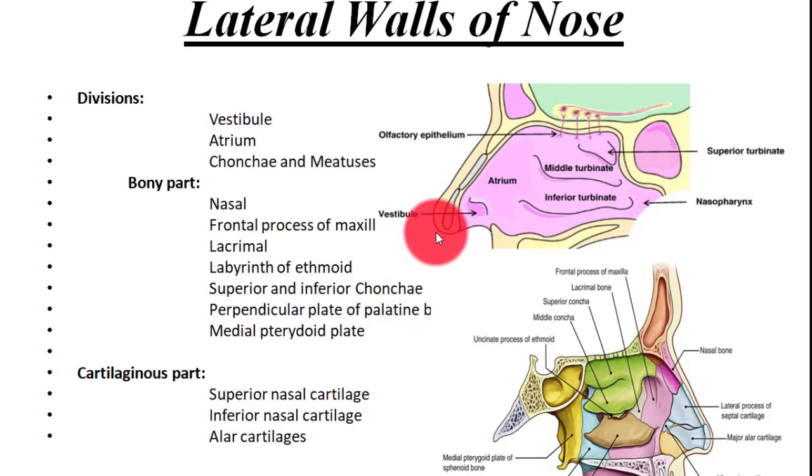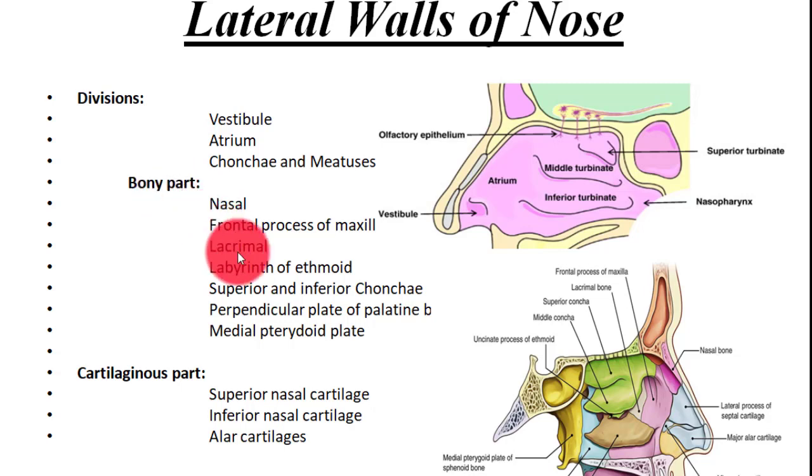Right, so you can see here, this is the vestibule, behind the nostrils, the broad part of the nose. Here is the atrium of the nose. On the lateral wall of the nose, these are the meatus and the conchae. Now the lateral wall of the nose also contains two parts, the bony part and the cartilaginous part.